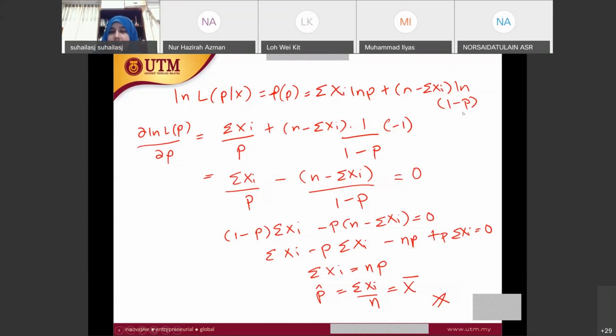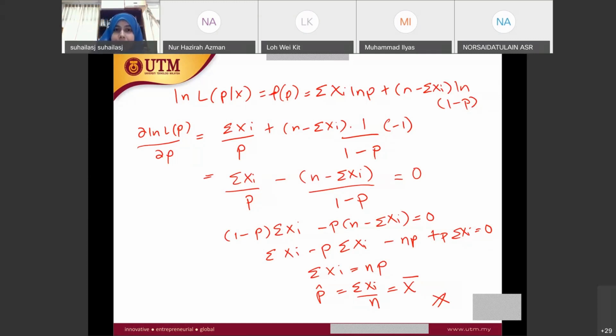The next step, we differentiate. Differentiate with respect to the parameter. So in this case, your parameter is P. So differentiate, and then again, set equal to 0, and then you solve. You have P hat equals summation xi over n. So summation xi over n is just your X bar. Normally we simplify. We don't leave the answer as just summation xi over n. We just write down P is equal to X bar.